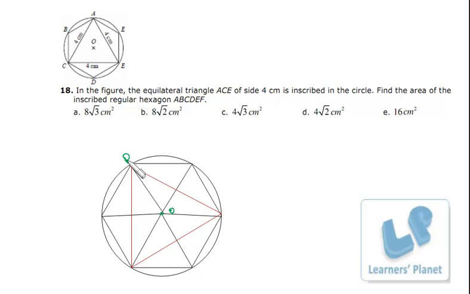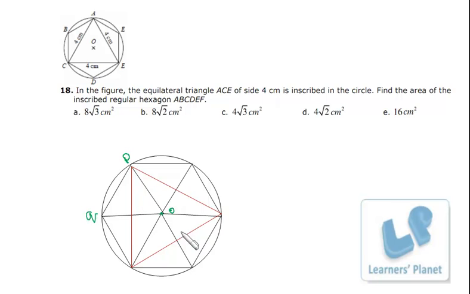Now suppose this is point P. Now this is OP, and suppose this is point Q. OPQ is an equilateral triangle, right? And this equilateral triangle has the length of the side equal to the radius of the circle. So OP is nothing but the radius of the circle. So that's one important thing over here.